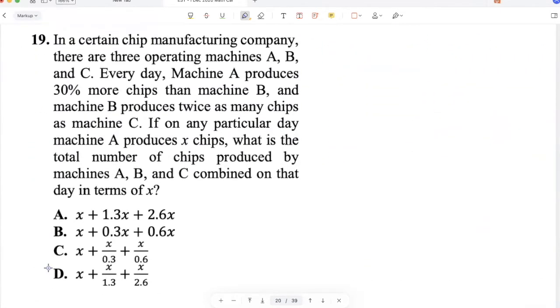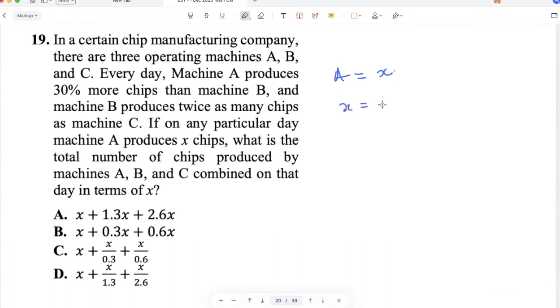Okay, in a certain chip manufacturing company, there are 3 operating machines, A, B, and C. Every day, machine A produces 30% more chips than machine B, and machine B produces twice as many chips as machine C. If on any particular day, machine A produces X chips, then what is the total number of chips produced by these?